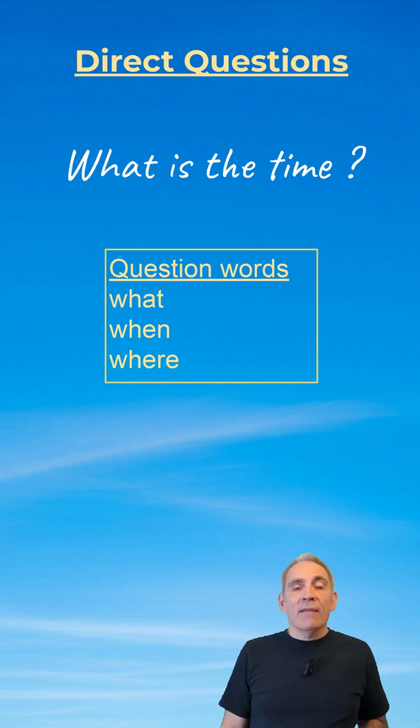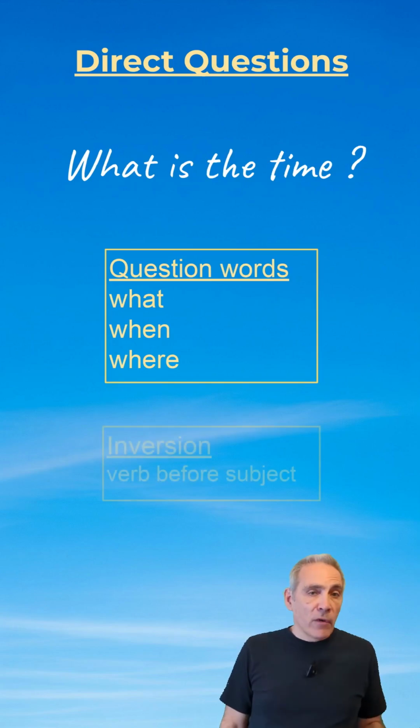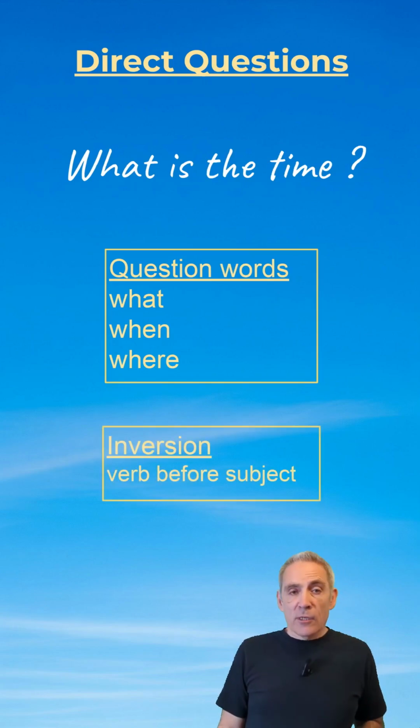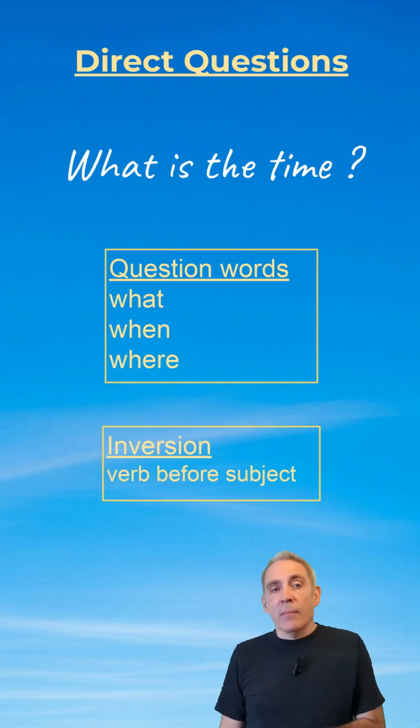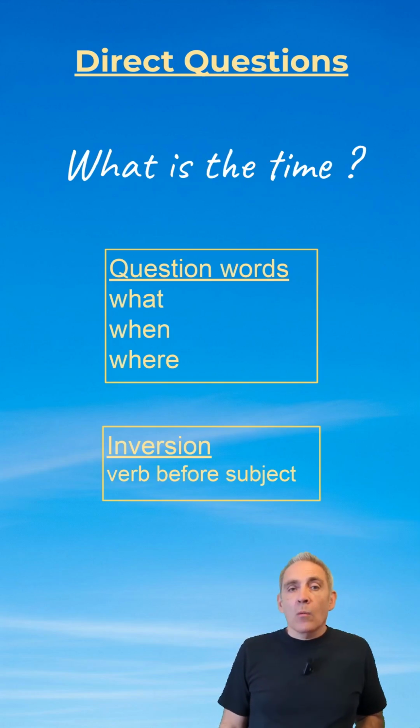This is called inversion. The verb comes before the subject. In the last question, the verb is, and the subject is the time. So we say, what is the time, and not what the time is. The verb comes first, straight after the question word, what.